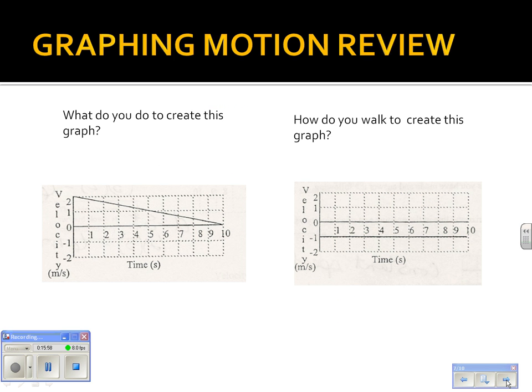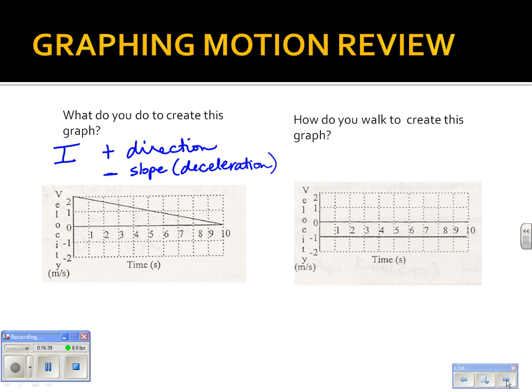Next one, how do I create this graph? Okay, still in quadrant 1. So since I'm still in quadrant 1, I'm still going in a positive direction. I'm still going forward or away from my origin. But because this is a negative slope, that means I am decelerating. Okay, so I am decelerating, but I'm still in the positive direction because I'm in quadrant 1. So I'm still going forward, but now I'm slowing down.